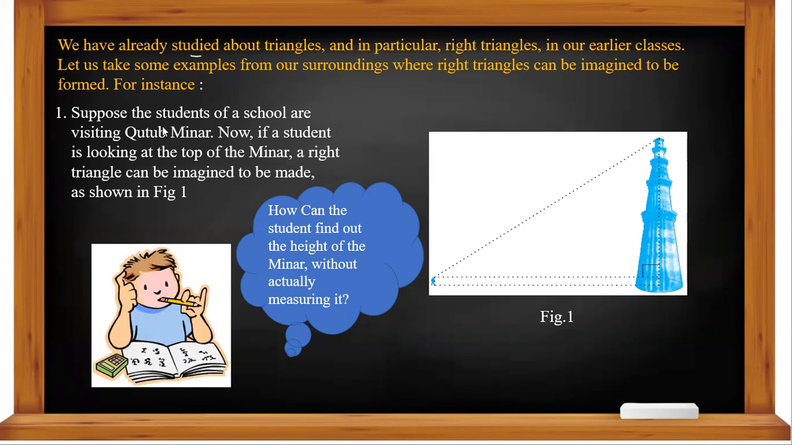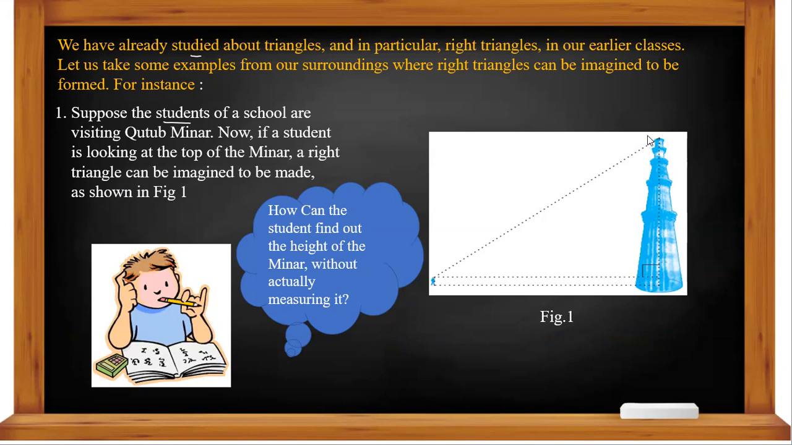For example, suppose the students of a school are visiting Qutub Minar. Now, if a student is looking at the top of the minar, a right triangle can be imagined to be made as in figure 1. So you can see this is Qutub Minar and this is a student who is looking at the top of the Qutub Minar. So you can imagine a line right from his eye to the top of the Qutub Minar. So in this situation, we can assume a right angle triangle.